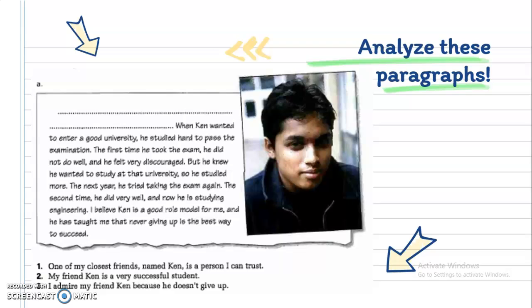When Ken wanted to enter a good university, he studied hard to pass the examination. The first time he took the exam, he did not do well, and he felt very discouraged. But he knew he wanted to study at that university, so he studied more. The next year, he tried taking the exam again. The second time, he did very well, and now he is studying engineering. I believe Ken is a good role model for me, and he has taught me that never giving up is the best way to succeed.